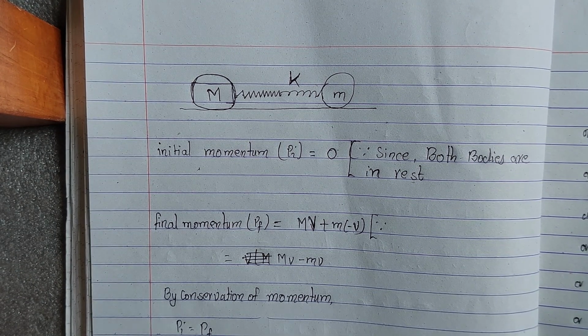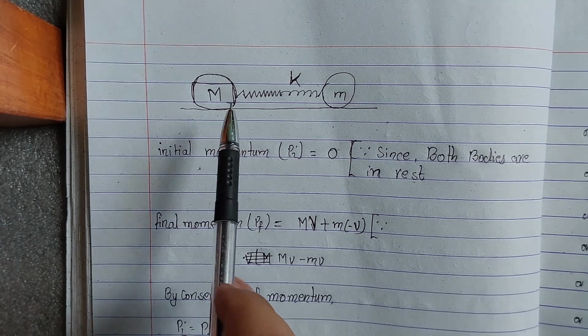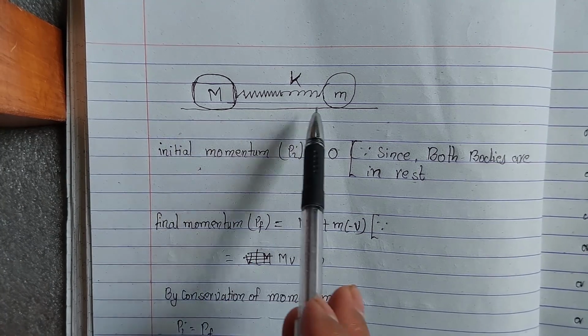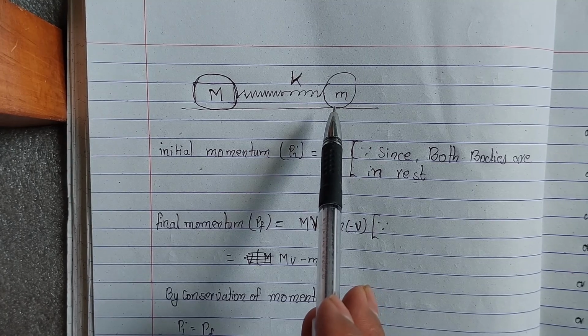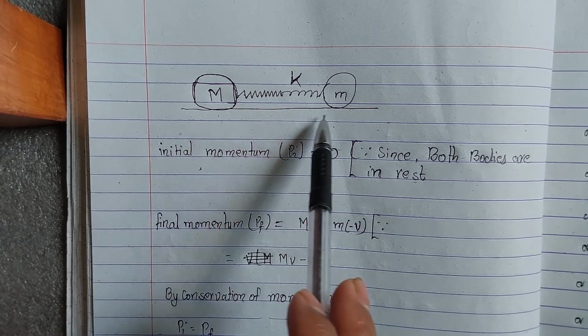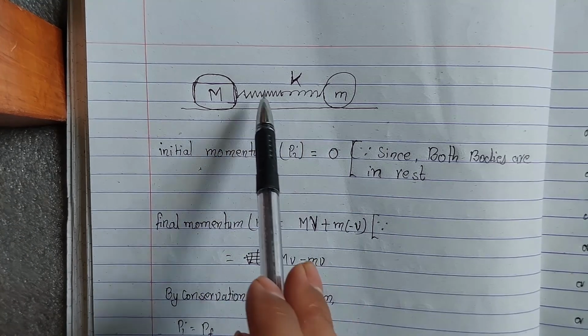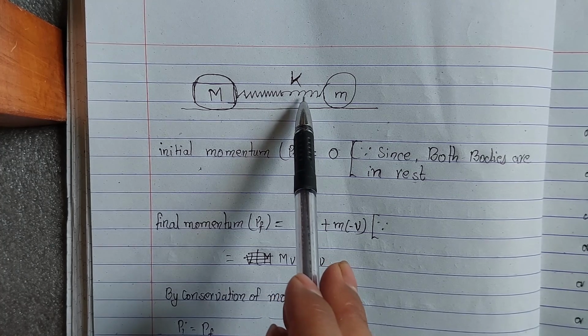In the given question, there is a body having mass capital M, and another having small m. Both of the bodies are initially at rest on a horizontal table. They are connected by a spring of spring constant k.